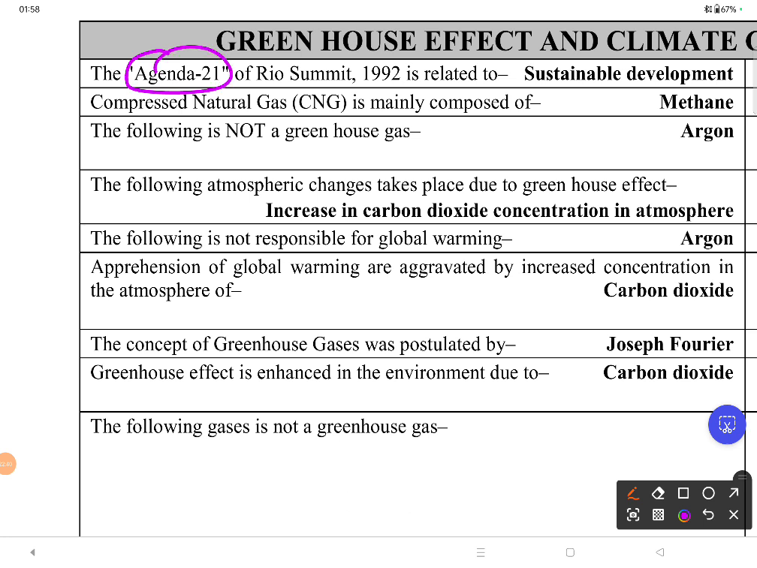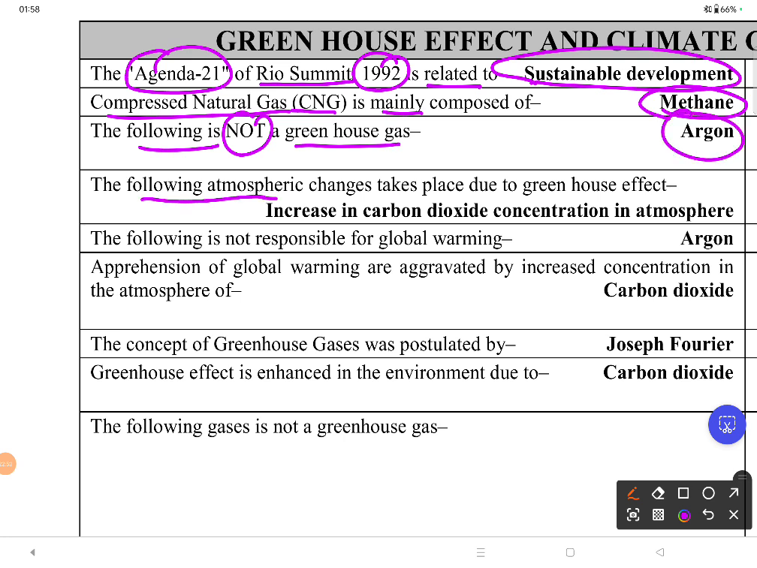The Agenda 21 of Rio Summit 1992 is related to sustainable development. Compressed natural gas (CNG) is mainly composed of methane. The following is not a greenhouse gas: argon. The following atmospheric changes take place due to greenhouse effect: increase in carbon dioxide concentration in atmosphere.